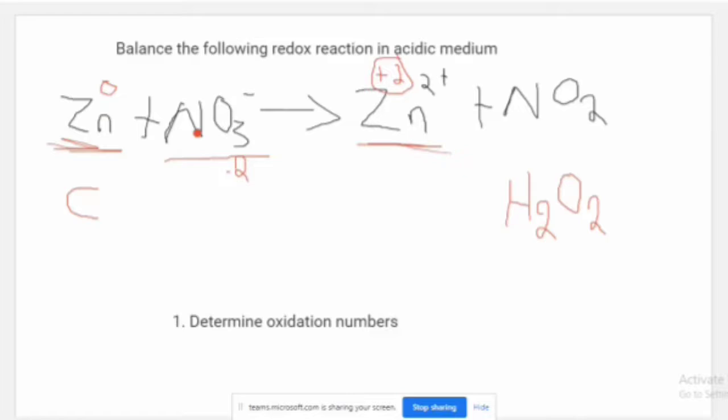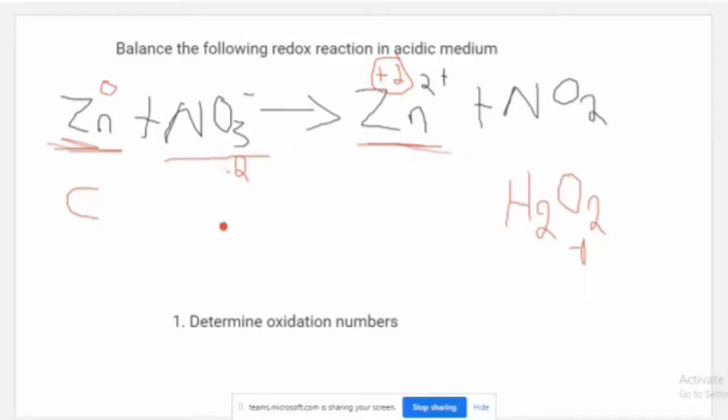This nitrate ion has nitrogen and oxygen. For oxygen, the oxidation number is going to be -2, except for peroxides. If you have a peroxide, the oxidation number of oxygen is going to be -1. But it's rare that you're going to be dealing with peroxides. In a case where you've been given a peroxide, the oxidation number for oxygen is going to be -1. Here for this nitrate ion, we don't need to determine the oxidation number for oxygen because it's already known. It's always -2.